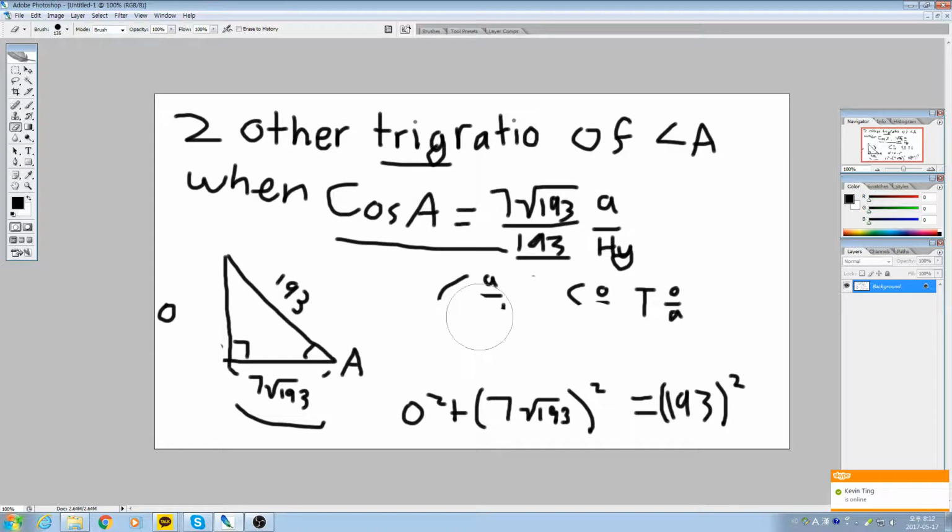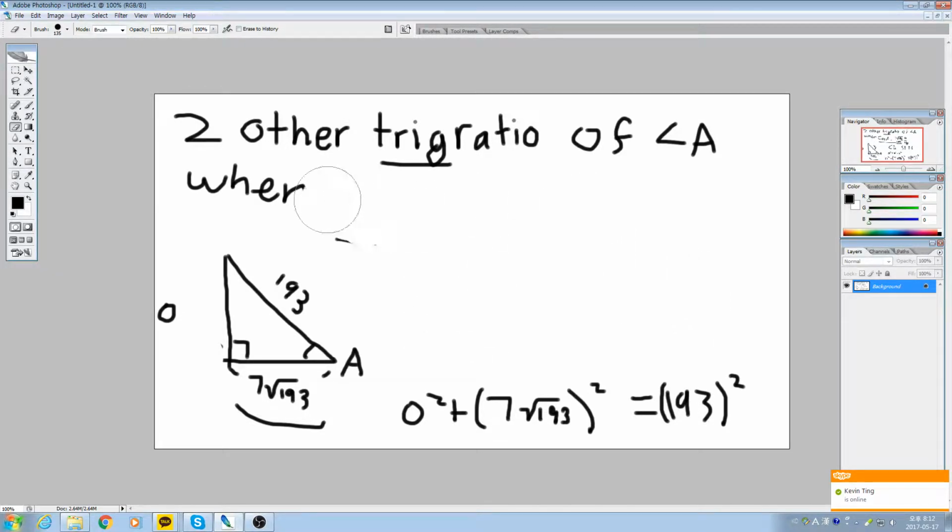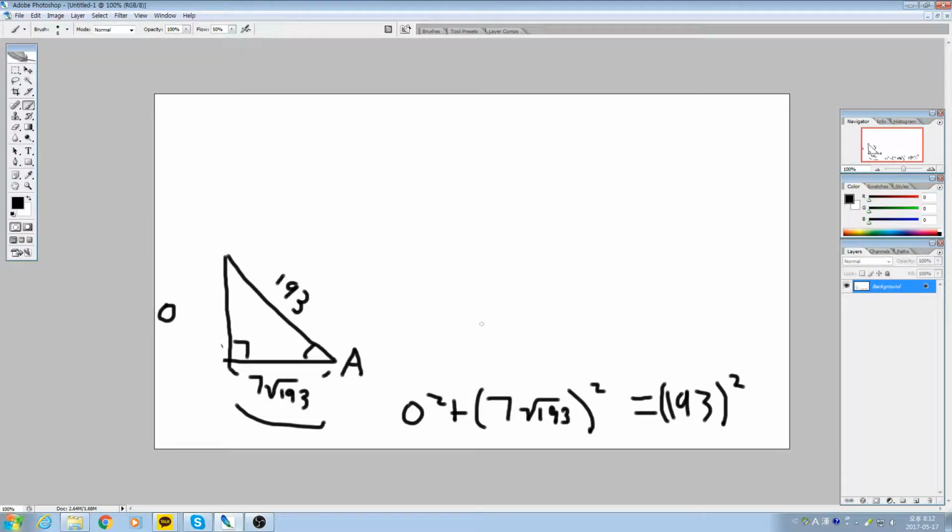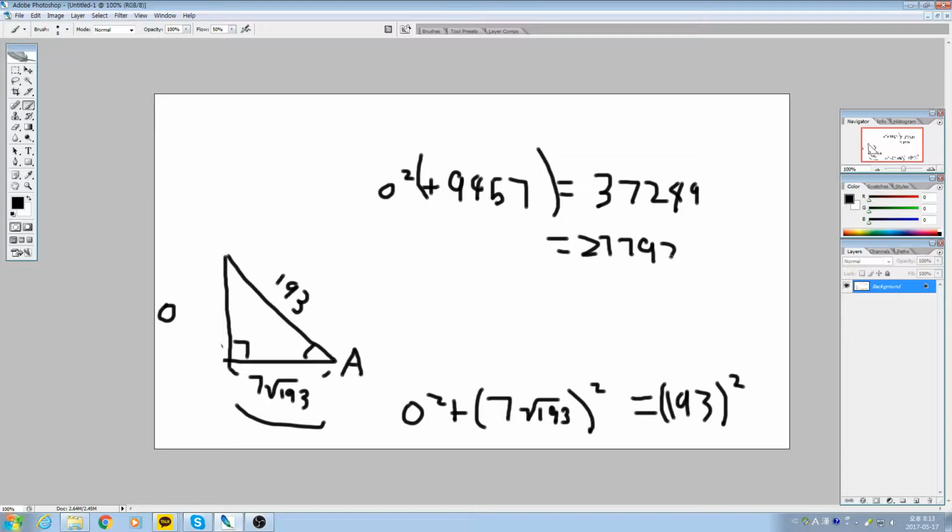Now I'm just going to erase all of these real quickly, and the original question as well. If we've got that, then we can use our handy old calculator. 37249 equals 9457 plus O squared. In order to isolate O squared, the first step will be subtracting 9,457 from this side, which leaves me 27,792.